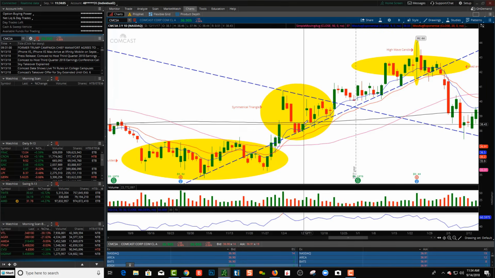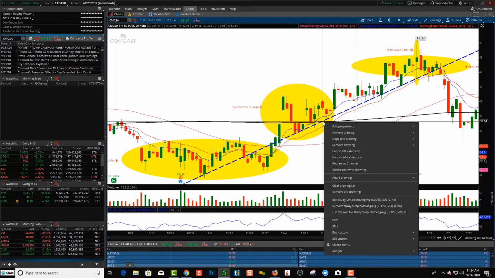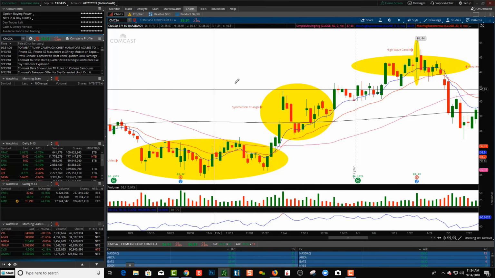Usually symmetrical triangles confirm whatever trend. If a stock was going in an uptrend, typically a symmetrical triangle will confirm the uptrend. If the stock's in a downtrend, then many times it'll confirm continuation downwards. Again, not always going to be perfect. Some patterns work better than others, but it's just very important to be aware of it. There's a symmetrical triangle.